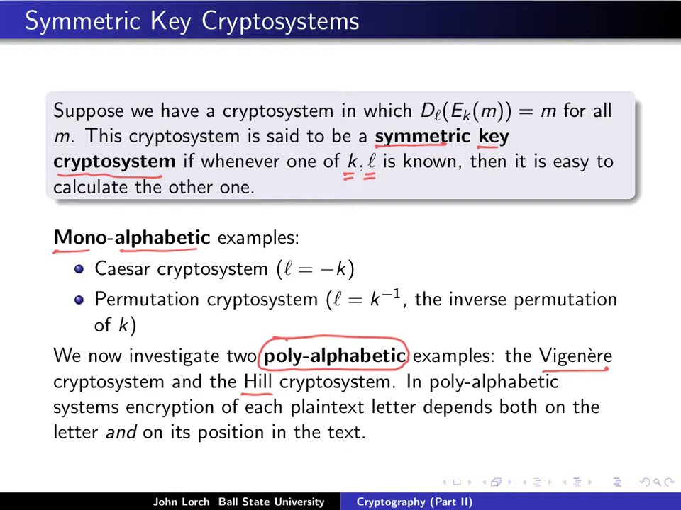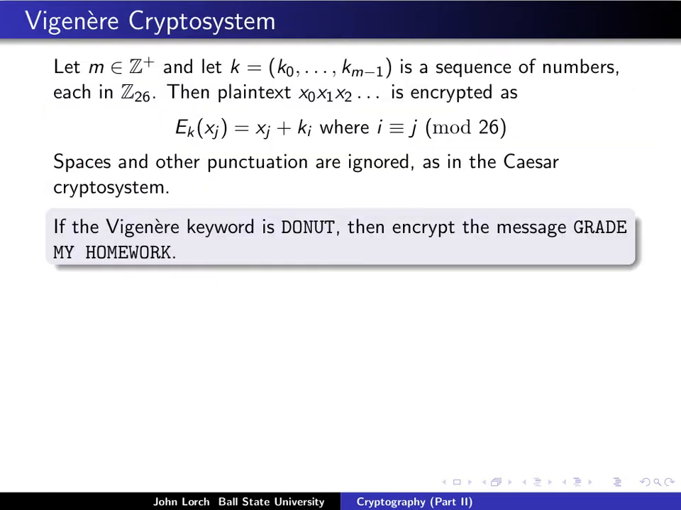So this should make it harder for an attacker like Eve to break the cryptosystem, because the exhaustion method and the method of frequency analysis could both be problematic to employ. First, we describe the Vigenère cryptosystem.